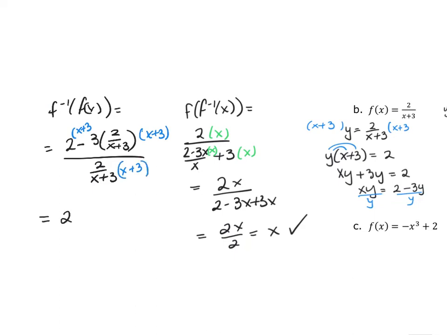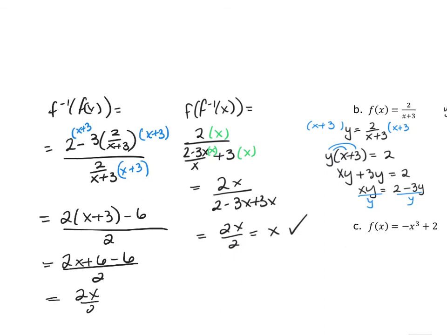So this is equal to (2x + 3 - 6)/2, which is (2x + 6 - 6)/2, which is 2x/2, x. So I did indeed find the inverse of the function. Now I'm going to stop because I did a lot of work for just one problem.